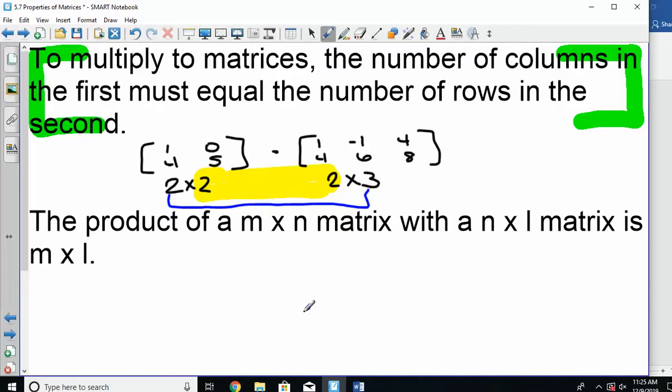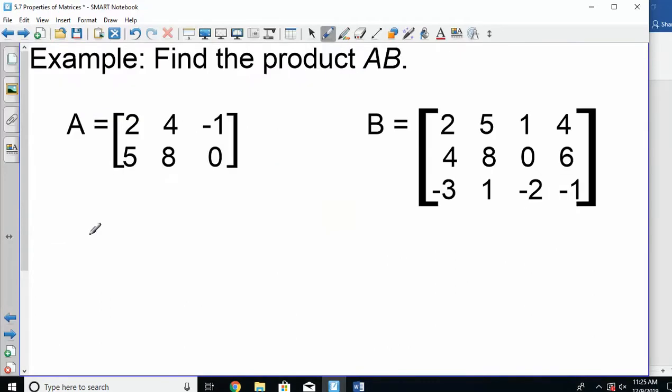Let's actually multiply one of these things. Order is very important when we do this multiplication, so we have to watch that.